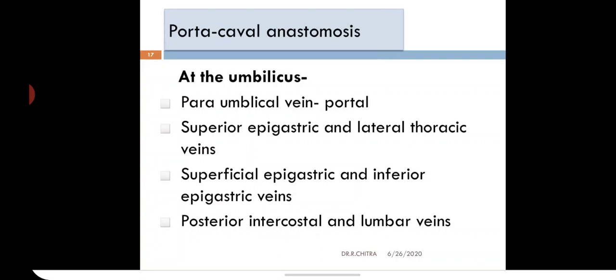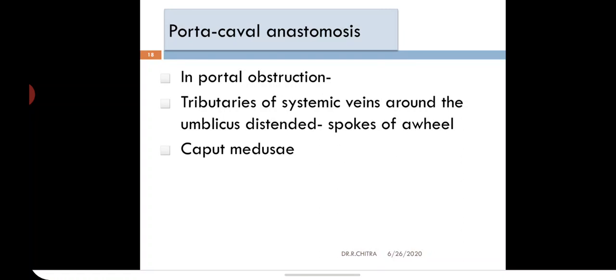At the umbilicus, this is the third site. The portal vein is the paraumbilical vein. The systemic veins are the superior epigastric veins and lateral thoracic veins from above, superficial epigastric and inferior epigastric veins from below, and from the sides the posterior intercostal and the lumbar veins. So in portal obstruction, all these veins, so many veins we are seeing now around the umbilicus, so many systemic tributaries, are distended like the spokes of a wheel. This phenomenon is known as caput medusae.